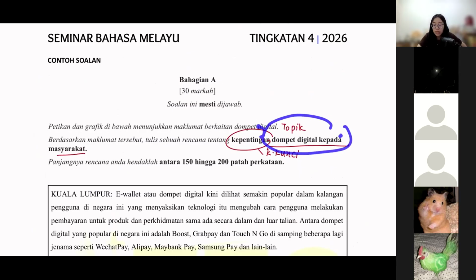So if you don't write the kata kunci correctly, your karangan will be very messy because the teacher doesn't know what you write. Because this one you can write a lot of things. Langkah untuk memupuk kepentingan, atau kesan buruk, kesan baik. So this one has a lot of kata kunci you can write. So you need to know how to find this one.